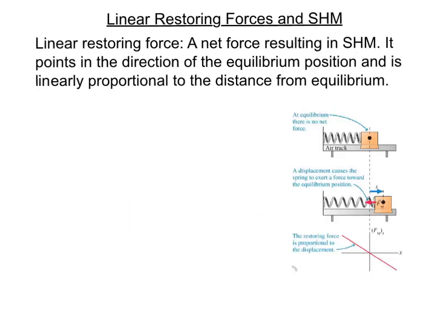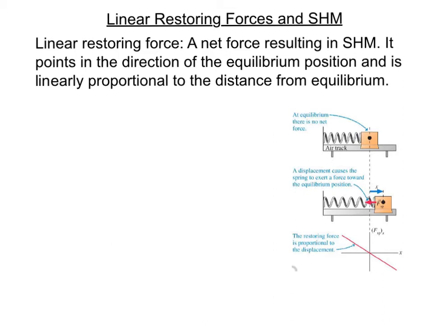Now, simple harmonic motion can occur when a system has a restoring force that pushes or pulls it back toward equilibrium. For example, for this mass on a spring, this is an air track, so it's a frictionless track that this mass will oscillate back and forth on. When it's at equilibrium, there's no net force acting on it. If we displace it from its equilibrium, this spring will pull it back toward equilibrium. The inertia of the mass will carry it through equilibrium, and then the spring will push it back toward equilibrium again. So the restoring force is what pulls and pushes this mass back and forth.